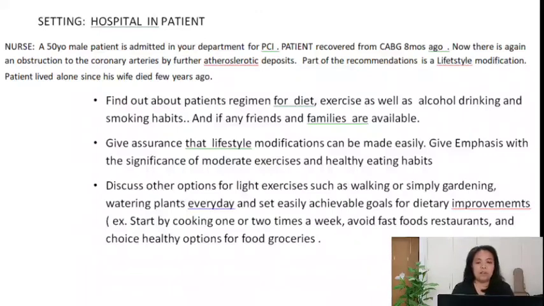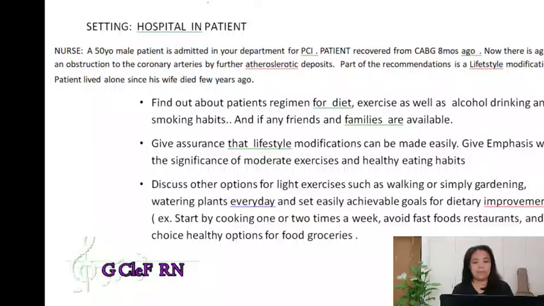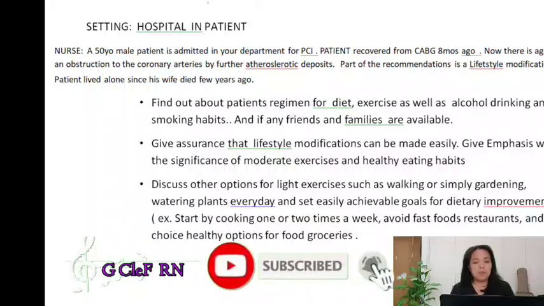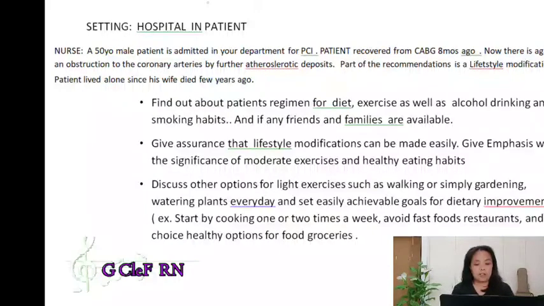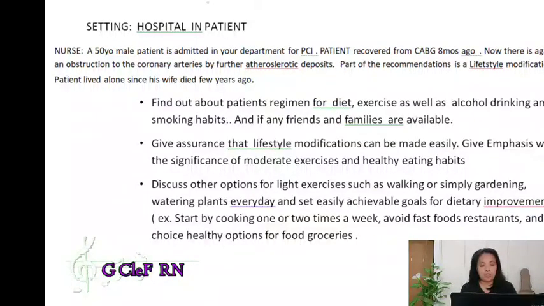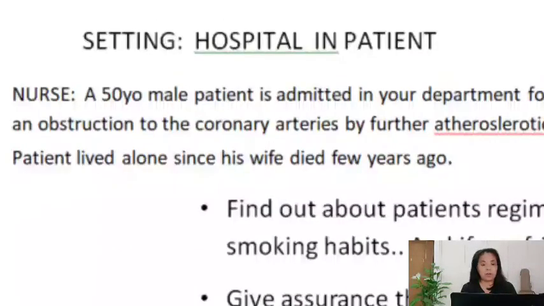Then the task will be to find out about patient's regimen for diet, exercise, as well as alcohol drinking and smoking habits. And if any friends and family are available, give assurance that the lifestyle modification can be made easily. Give emphasis to the significance of moderate exercise and healthy eating habits. Discuss other options for light exercises such as walking, gardening, and watering plants, and also dietary improvements to be discussed. So, with this task card, we know that we'll be given 2 to 3 minutes of preparation.